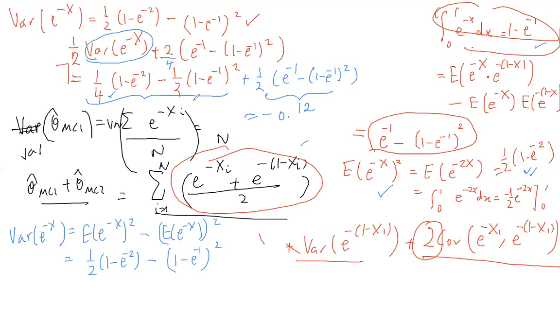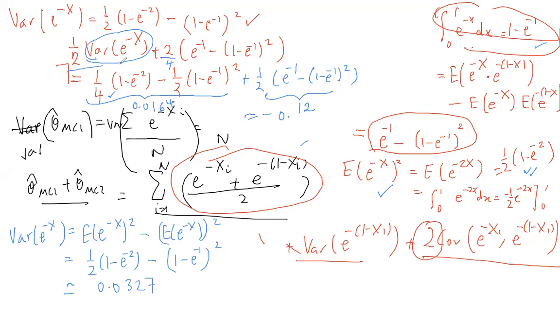So this thing here, you check it using the computer, it is about 0.0327. So you divide it by 2, this part will be 0.0164.